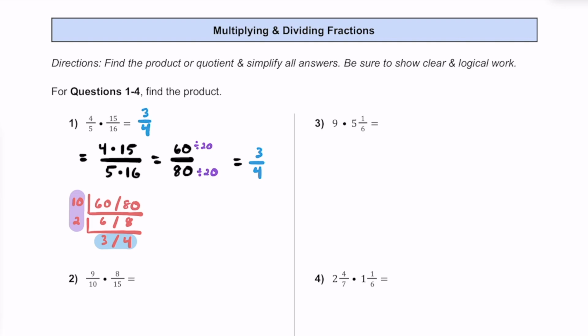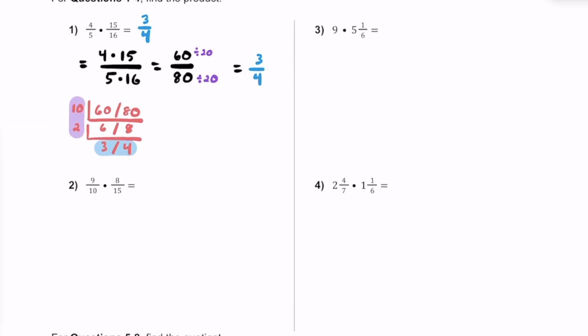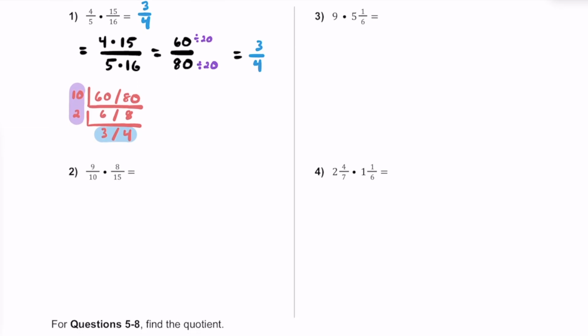Okay, let's check out number 2. For number 2, we have this proper fraction of 9/10 multiplied by another proper fraction of 8/15. Again, let's start with writing this as one fraction. So in the numerator, we have 9 times 8, and in the denominator, we have 10 times 15.